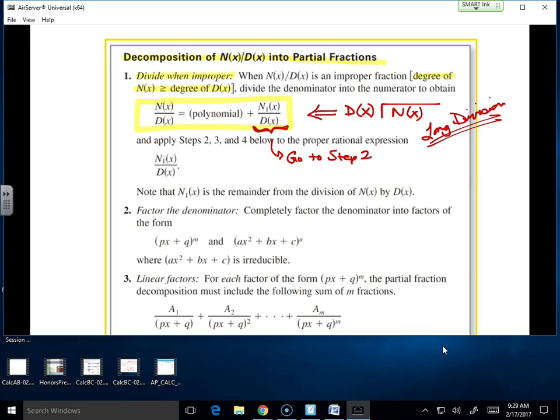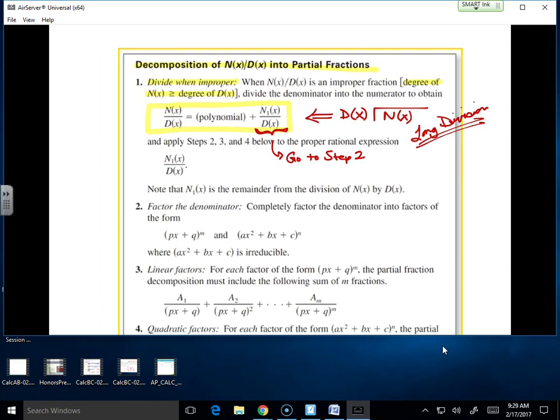Now, if number 1 isn't necessary, sweet. We say, is it improper? No. Okay, step 2. So no matter what, we're eventually getting to step 2. Sometimes we go there pretty much right away. Sometimes we have to go there after long division. Step 2 says, factor the denominator. That's it. Step 2, factor the denominator as much as possible. Don't go to imaginary numbers. Not that much. Factor as much as you can while staying with real, rational numbers.